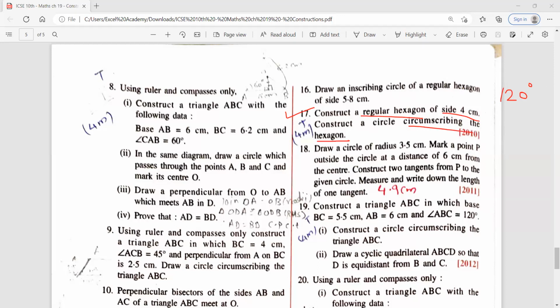So first, let's draw a hexagon. Now here, you have to pay attention that they haven't mentioned anything about using the protractor or not. If nothing is mentioned, you can use protractor. If it is said that using ruler and compass only, then you cannot use protractor.